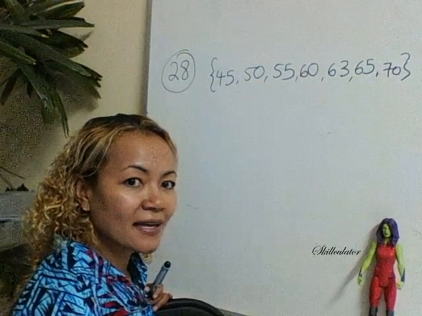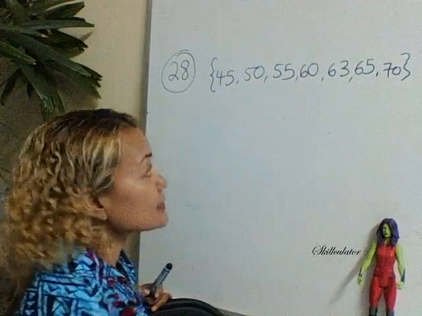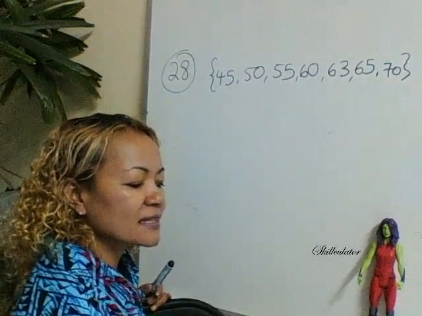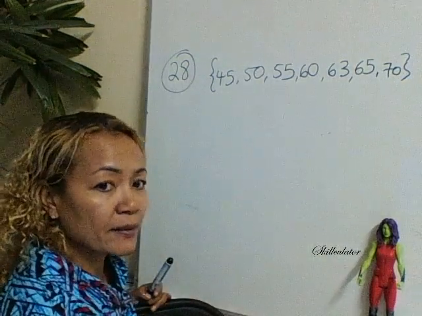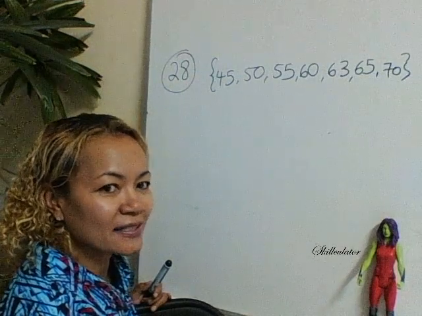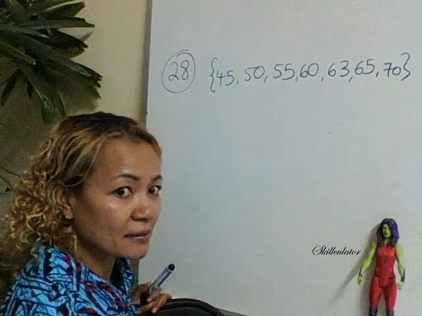Number 28 asks, which number in the set, and the set is up here, which number in the set breaks the pattern? So first we try and find what the pattern is. Then we find the number that doesn't really fit. It's not following the pattern. So that's the number that breaks the pattern.